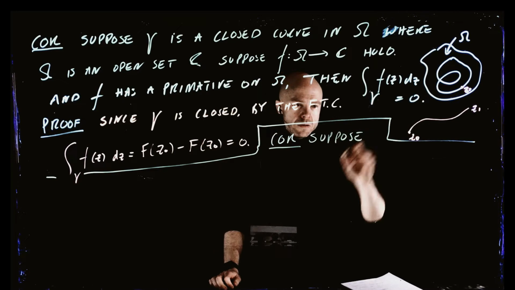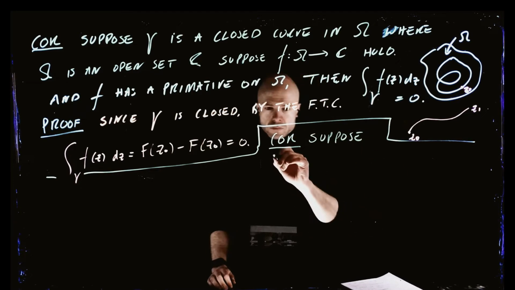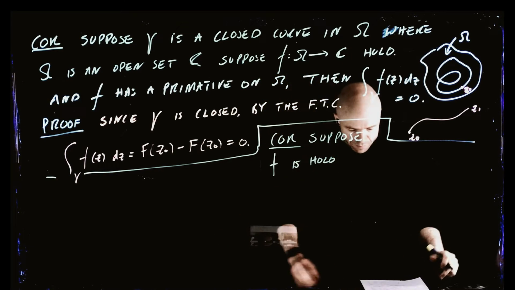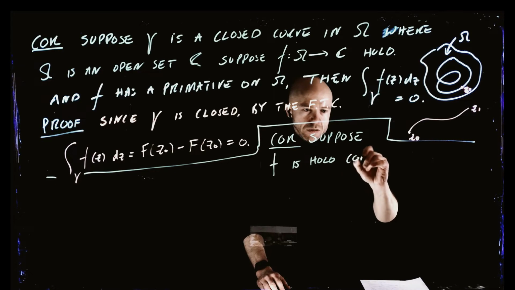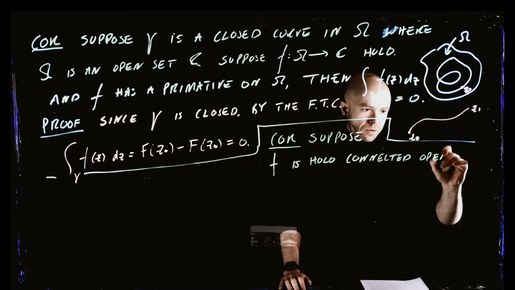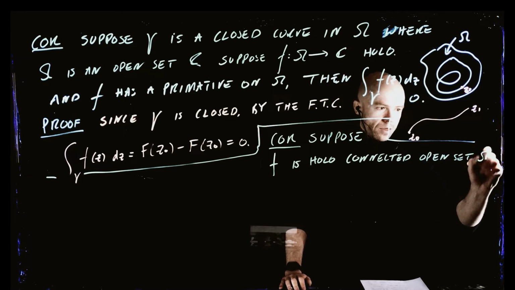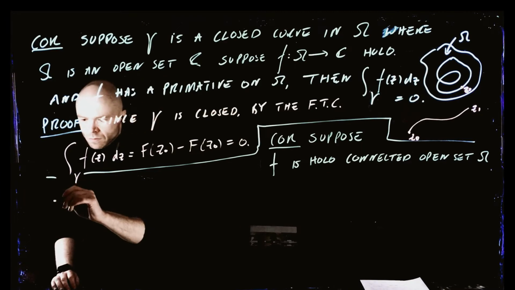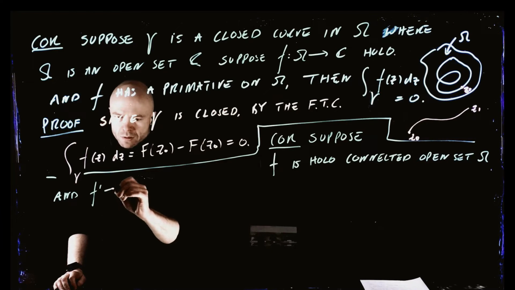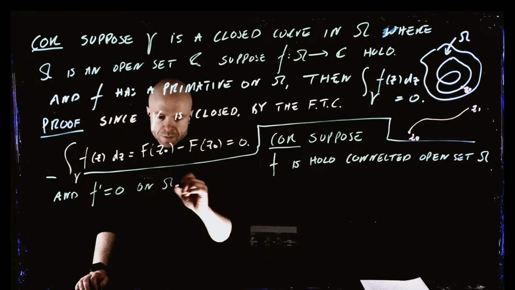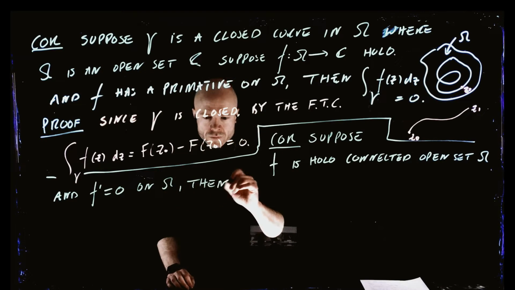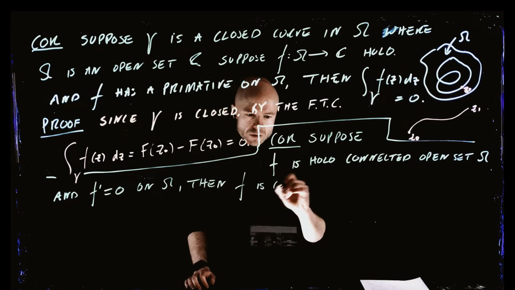Suppose F is holomorphic on a connected open set omega and F prime is equal to 0 on omega. Then F is constant.